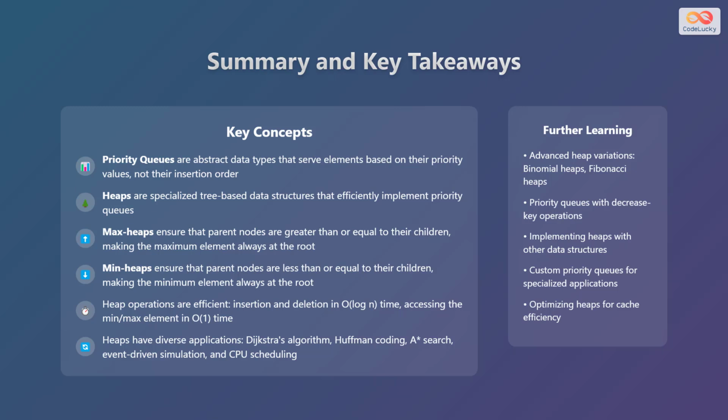If you're interested in delving deeper, here are some areas for further learning. Advanced heap variations like binomial heaps and Fibonacci heaps. Priority queues with decrease key operations. Implementing heaps with other data structures. Custom priority queues for specialized applications. Optimizing heaps for cache efficiency.